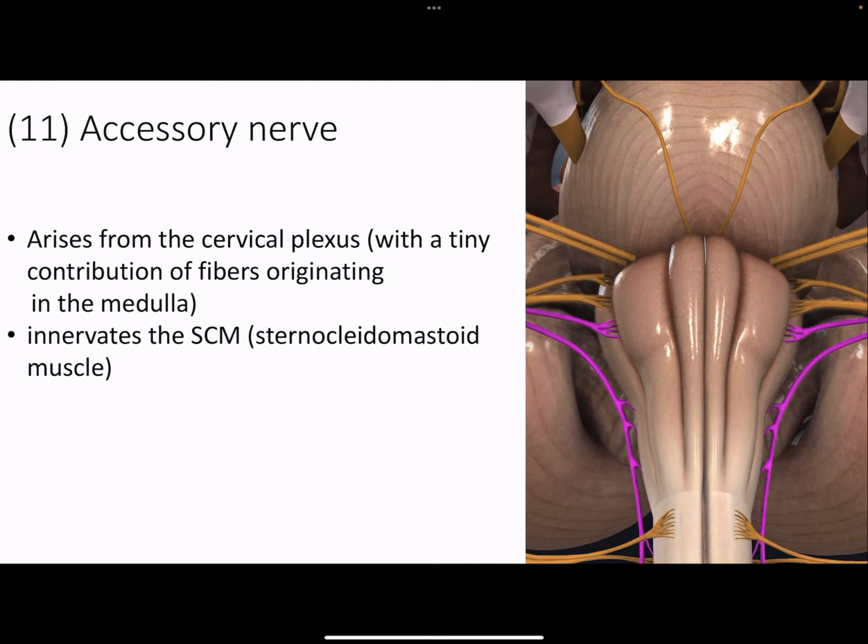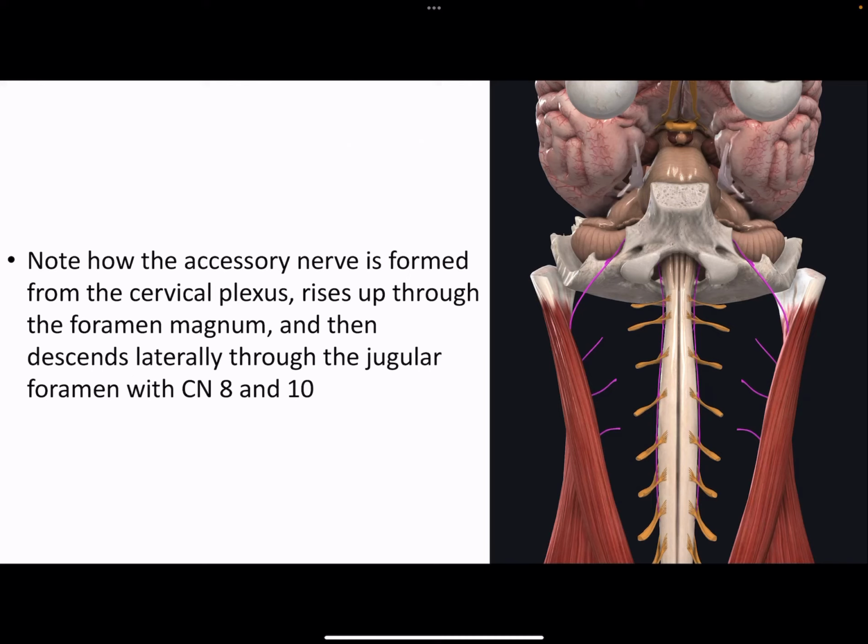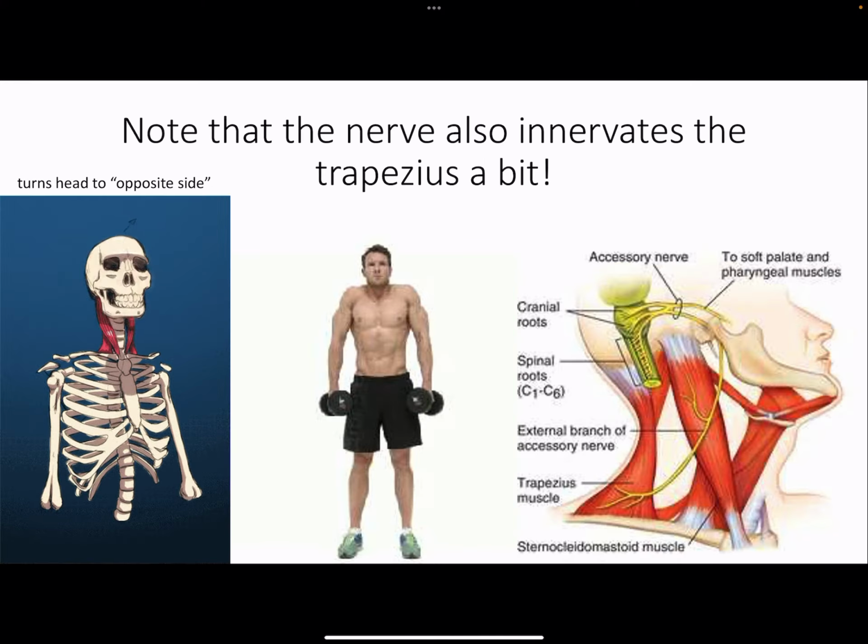Accessory nerve. This comes from the cervical plexus, which makes it a little bit unique, right? It's not actually coming from the brainstem. It's coming from the cervical plexus a little bit down below. Think C2, C3, C4, C5. It innervates the sternocleidomastoid muscle for turning the head. So it's originating from these cervical levels and actually moving up, which is kind of weird. It moves up through the foramen magnum, and then it goes back down through the jugular foramen, kind of paralleling cranial nerve 8 and 10, which is interesting.